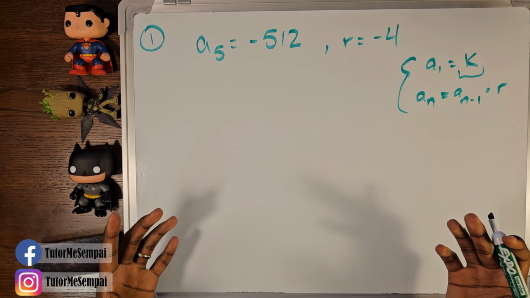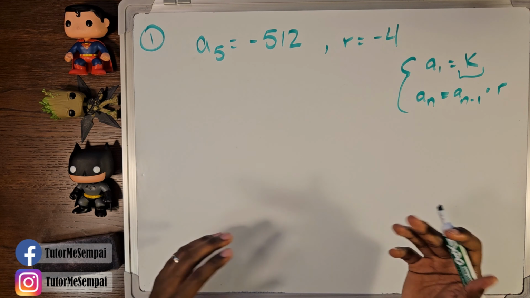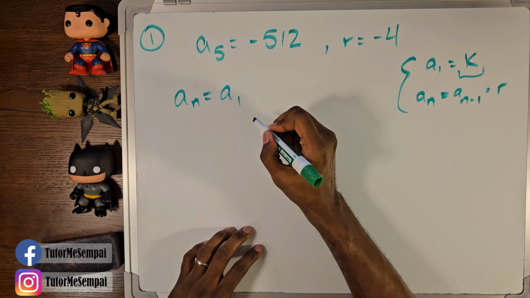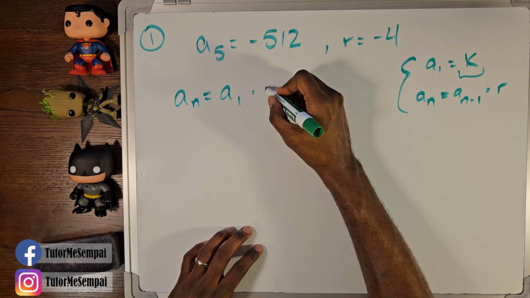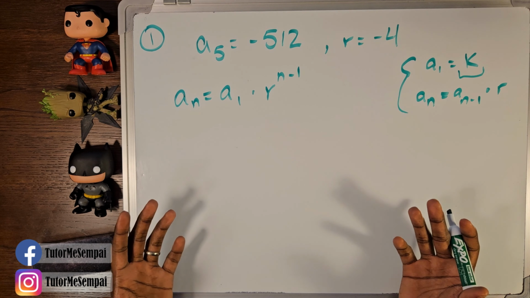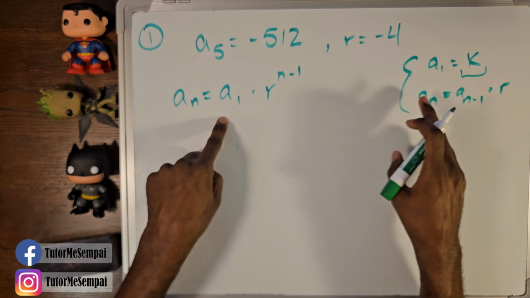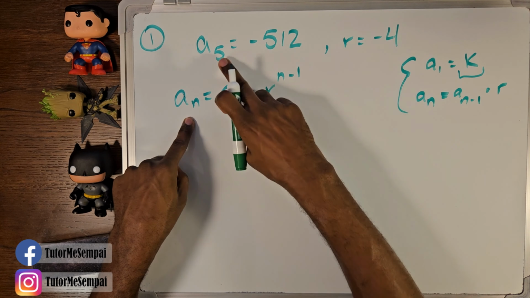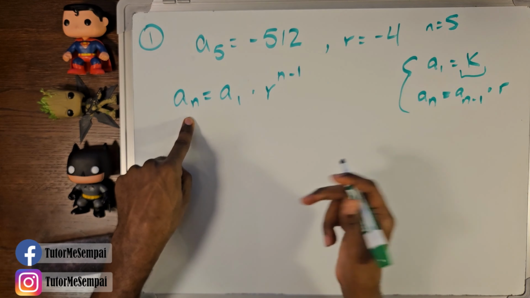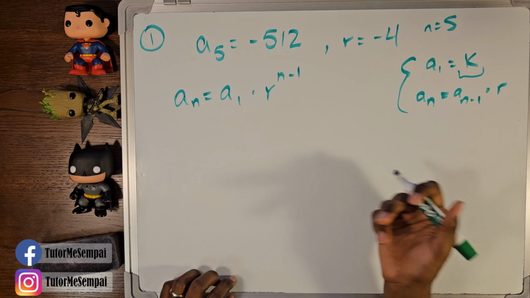Well, just like we did for our explicit formula, let's start with our explicit formula. So that's going to be our a sub n equals a sub 1 times our r to the n minus 1. And we're starting here because this is the formula that has an a sub 1, which we need, and it has an arbitrary nth term, which in this case, we're going to substitute our n being 5 because we have an a sub 5 here. So let's plug in our n equaling 5 and see what we get.